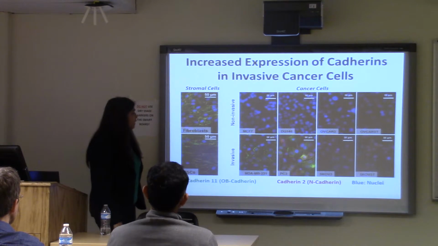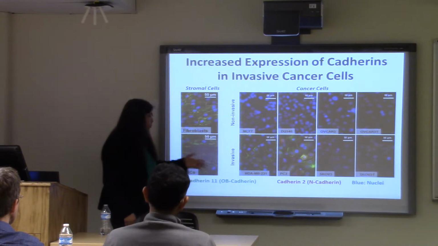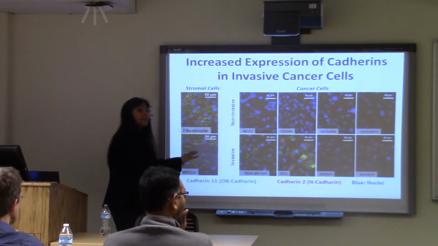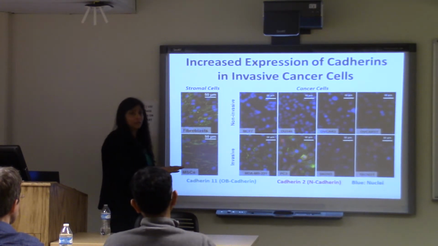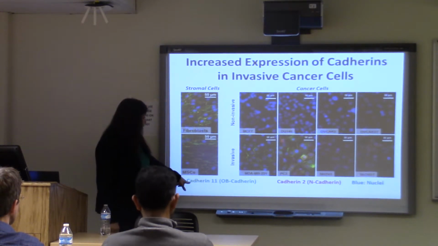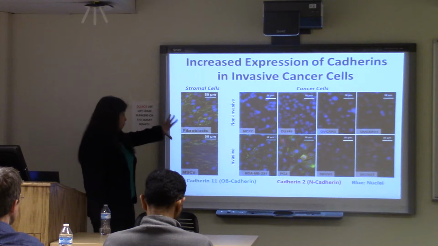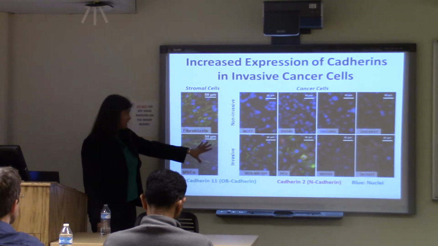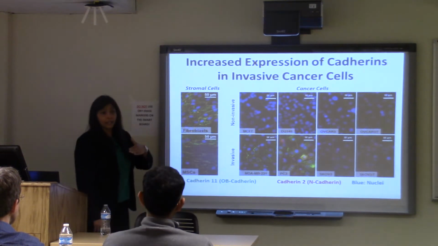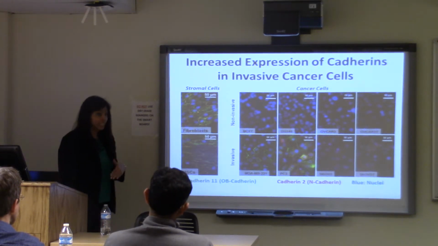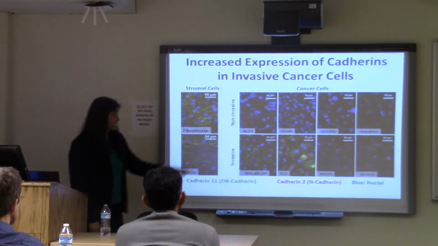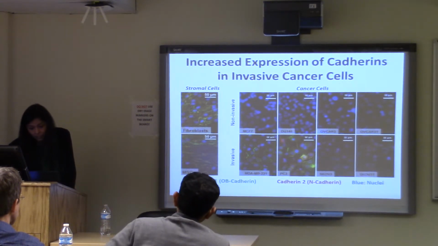And so we looked at the expression of certain adhesion molecules that are involved in interactions, including integrins. But in this case, we found it wasn't the integrins, but it was the cadherins that were really affecting this process. And cadherin 11 is a cadherin that's expressed by stromal cells, but it's also expressed by some invasive cancer cells. And then cadherin 2, or N-cadherin, is one of the cadherins that's upregulated when cells undergo EMT. And so we found invasive cells express more of both of these cadherins than non-invasive cancer cells.